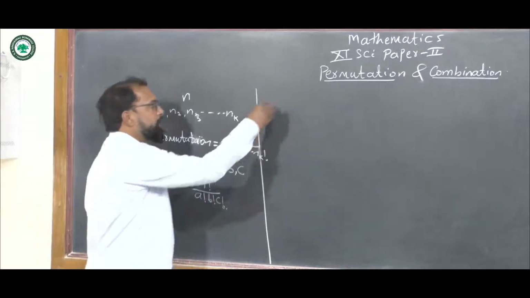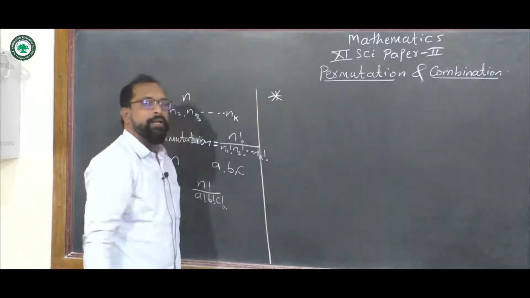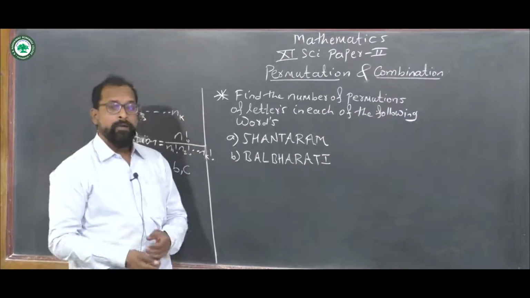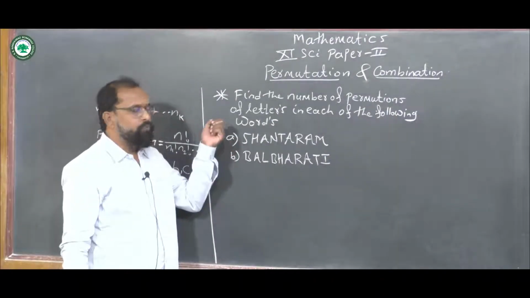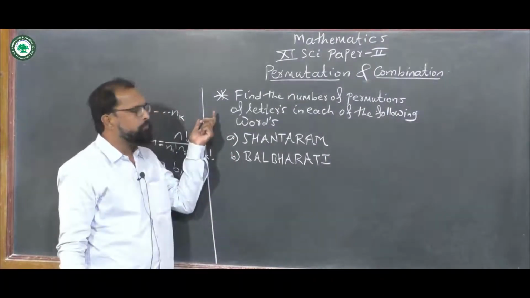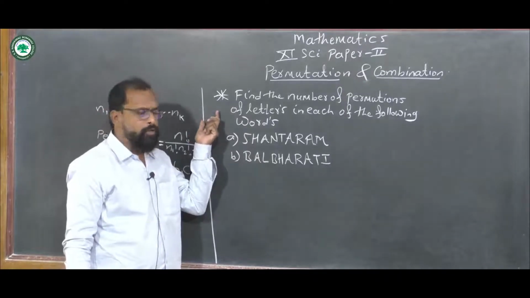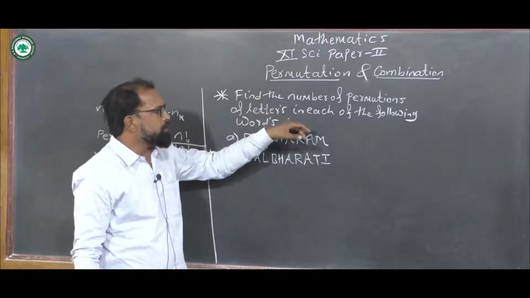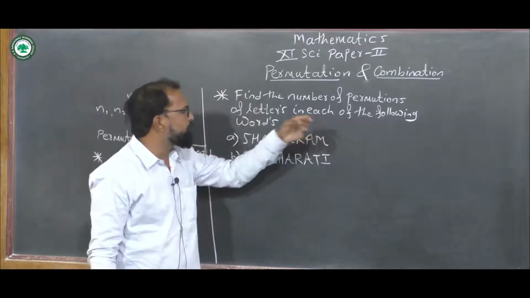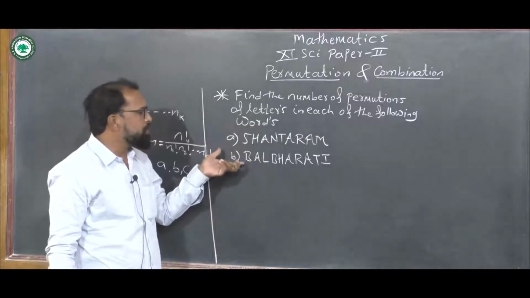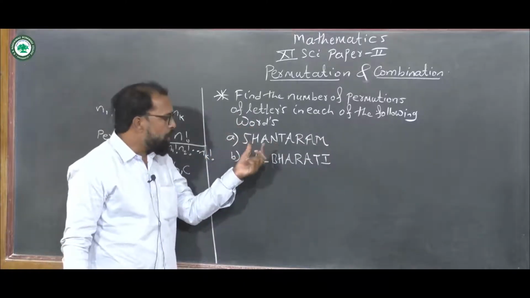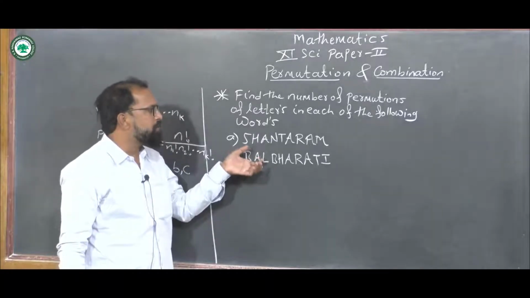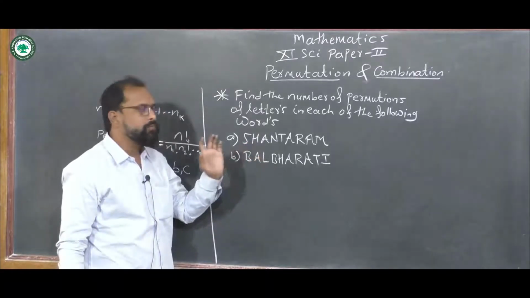Now we see some examples depending on this topic. Now we continue exercise 3.4. One of the examples from this exercise is: find the number of permutations of the letters in each of the following words. There are two words given, one is Shantaram and the next one is Bal Bharti. Now we have to find the number of arrangements of the letters from these words.